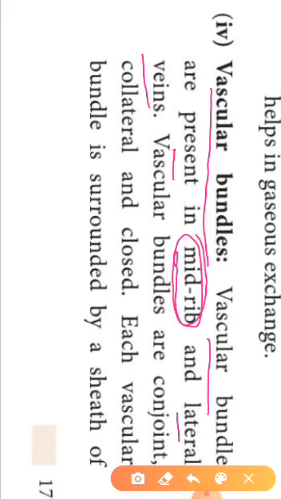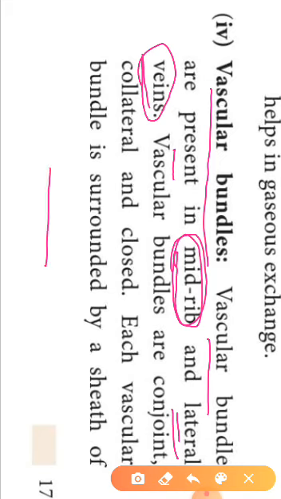Midrib and lateral veins. Midrib which means middle. Lateral veins which means either pair of margins of the leaf.